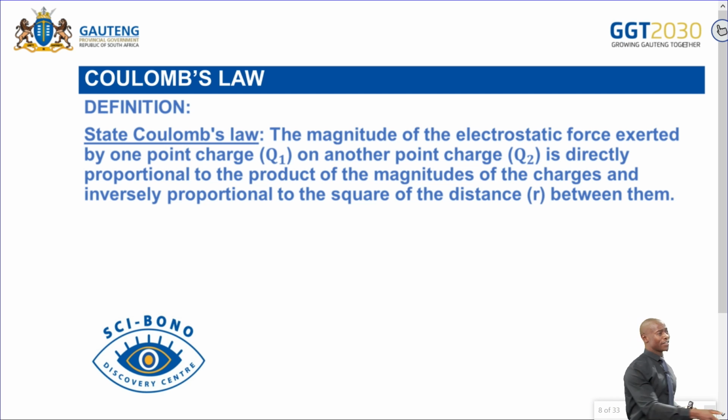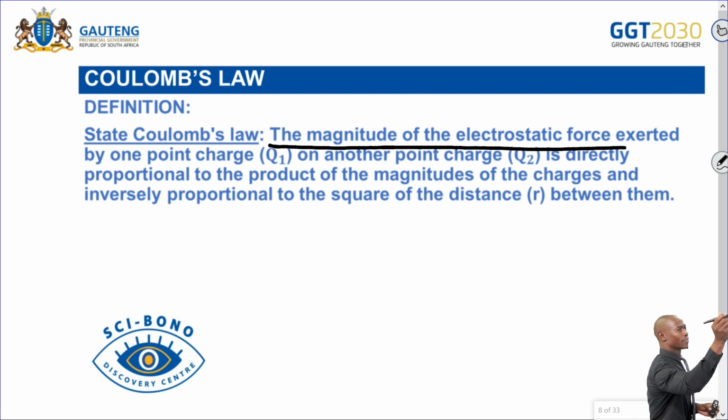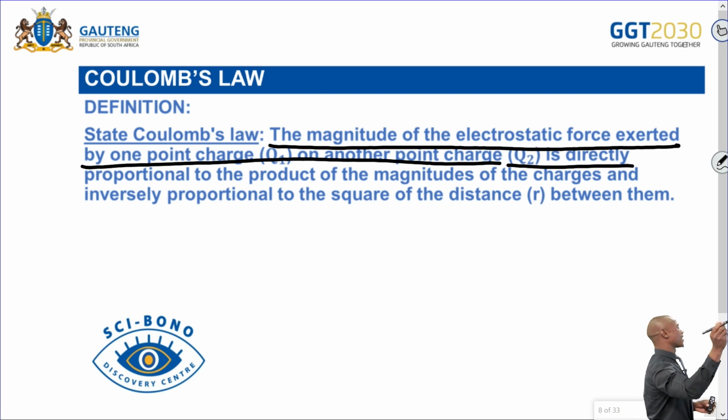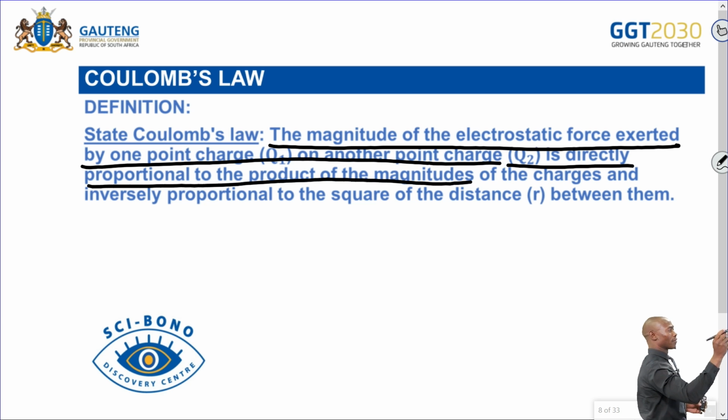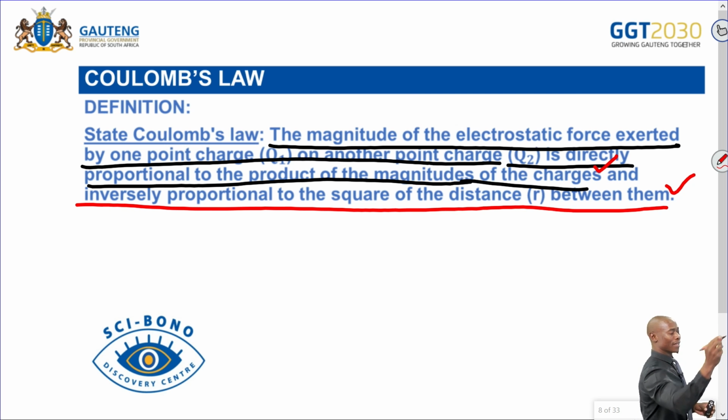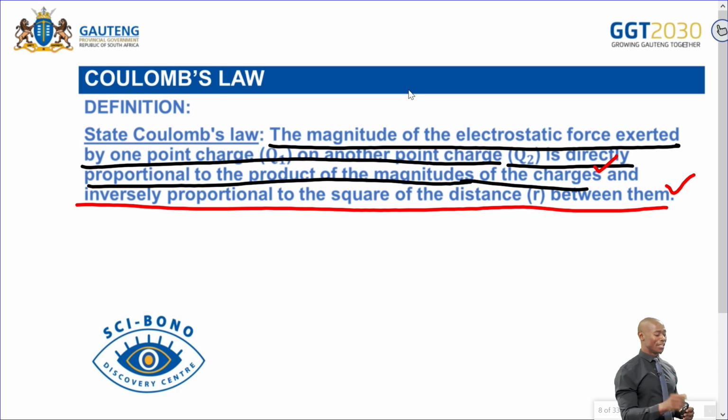So there will be a first mark for this part: the magnitude of the electrostatic force exerted by one point charge on another point charge is directly proportional to what? To the product of the magnitude of the charges. You will get a mark there, all right? And inversely proportional to the square of the distance between them. That is another mark. But if you mention masses instead of charges, you are going to get 0 out of 2 marks, all right? So please be careful. Here, we talk of charges.